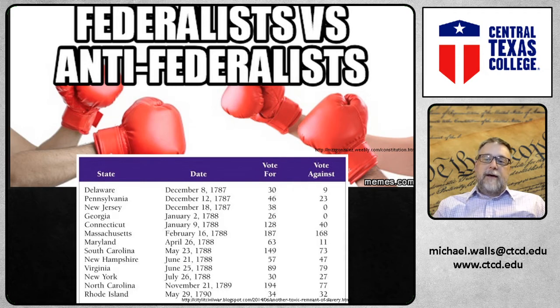but notice that North Carolina and Rhode Island. North Carolina doesn't vote till November of 1789. George Washington's already the president at that point. Rhode Island doesn't bother until 1790. Again, George Washington's already the president. It's New Hampshire in June of 1788. That is the 9th. That's 2/3 of 13 is 9. And when New Hampshire voted yes, then this thing became the law, and they started putting everything together.